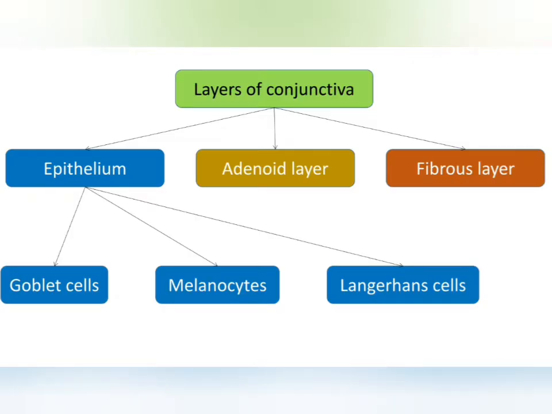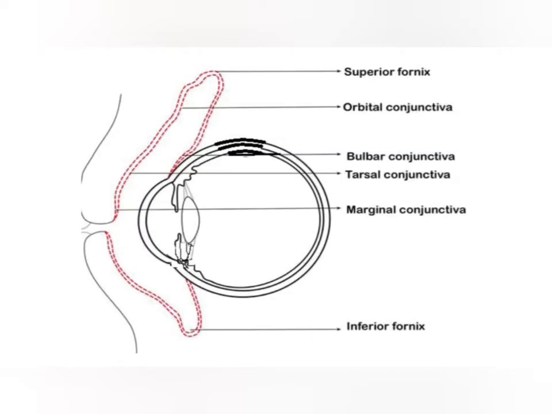Before going to the layers of conjunctiva, I would like to discuss more about conjunctiva. After the palpebral conjunctiva, there is the start of fornix. In the fornix area, conjunctiva becomes very thick and it becomes folded. So why folded? To allow the eye to move freely. This is why multiple folds are created in the fornix area in superior and inferior.